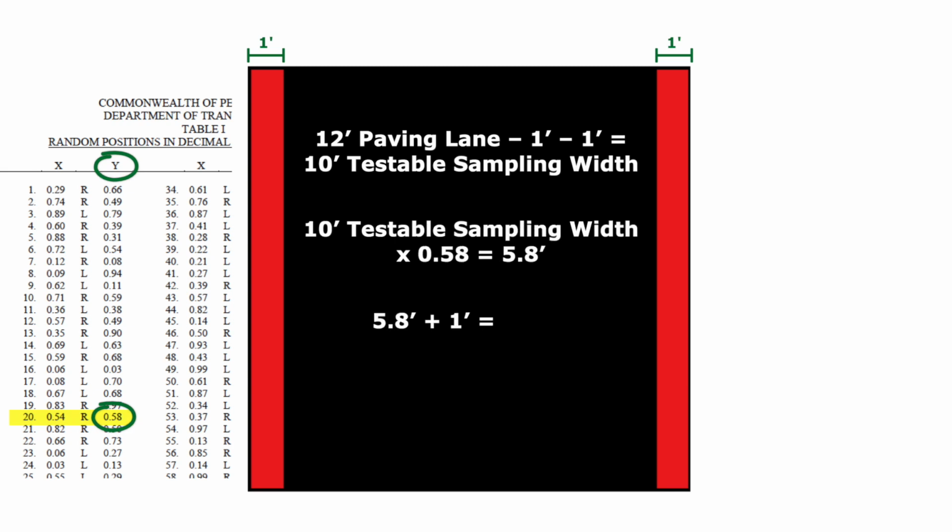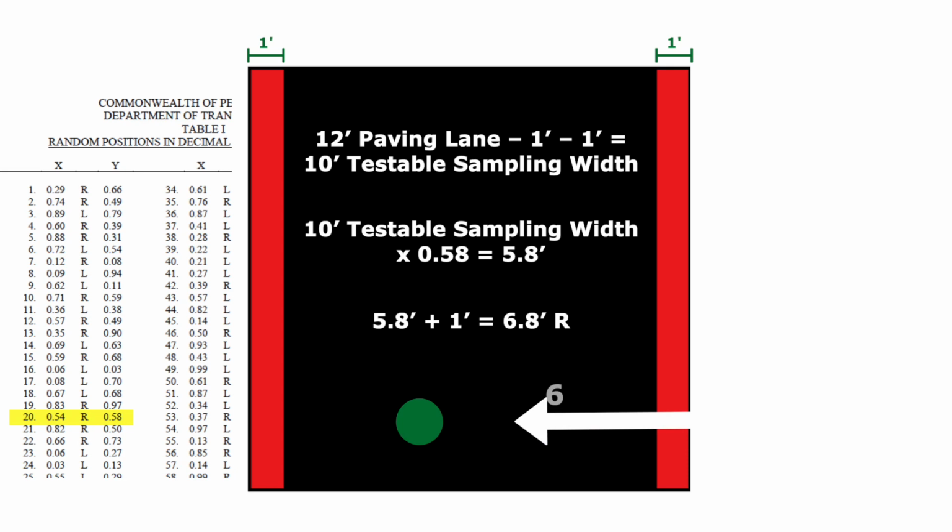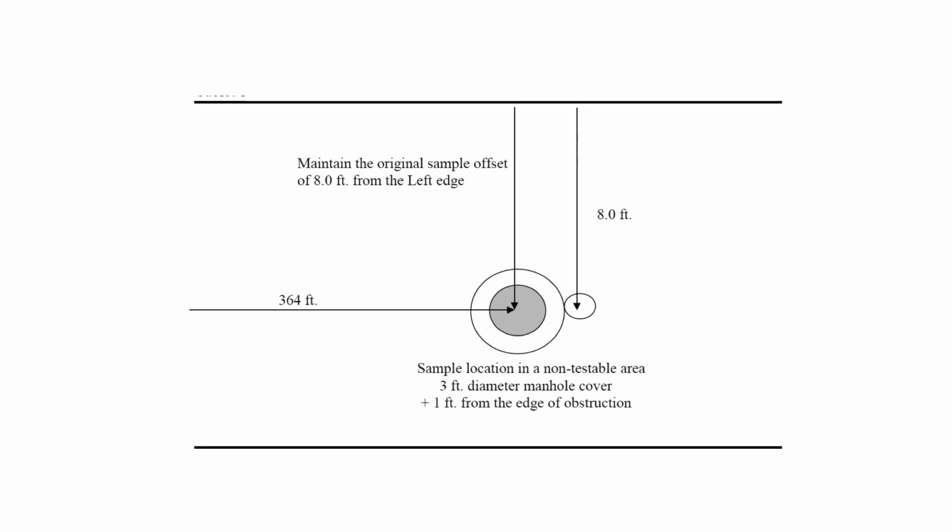And as a final step, add 1 foot to this value to determine the sampling location across the paving lane. This core sample would be lifted 6.8 feet measured from the right edge of pavement. If an obstruction such as a manhole is encountered when attempting to lift the sample in the field, collect the sample 1 foot away from the edge of the obstruction.